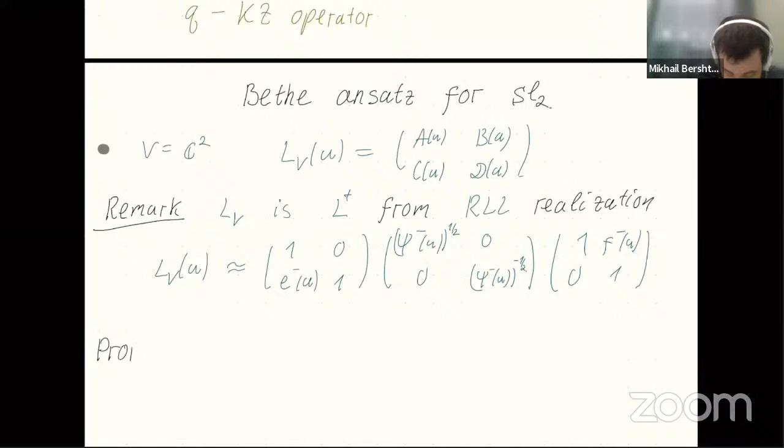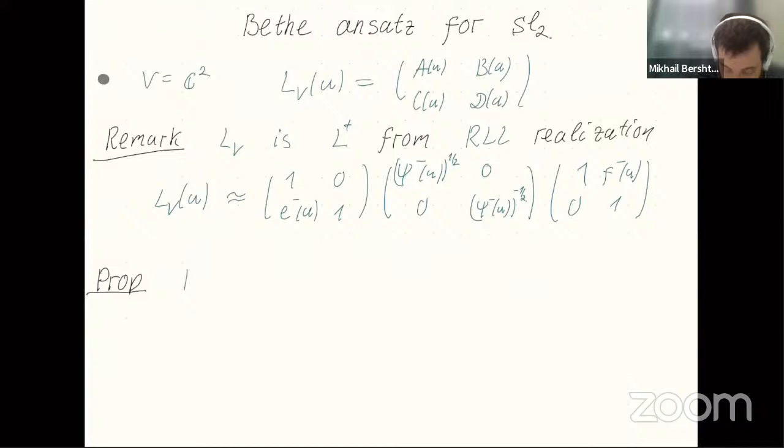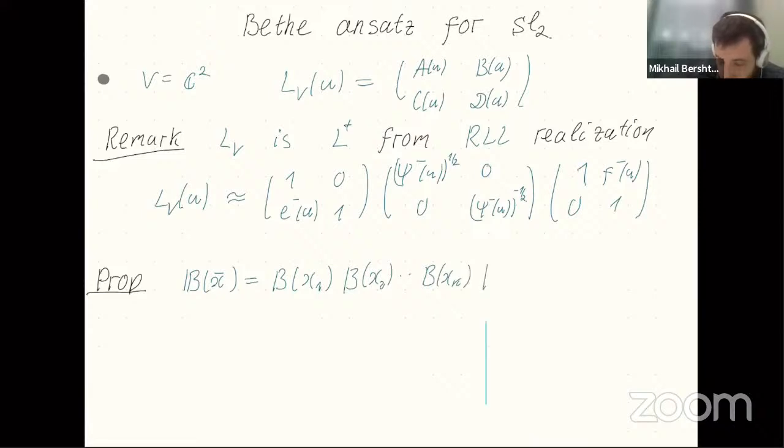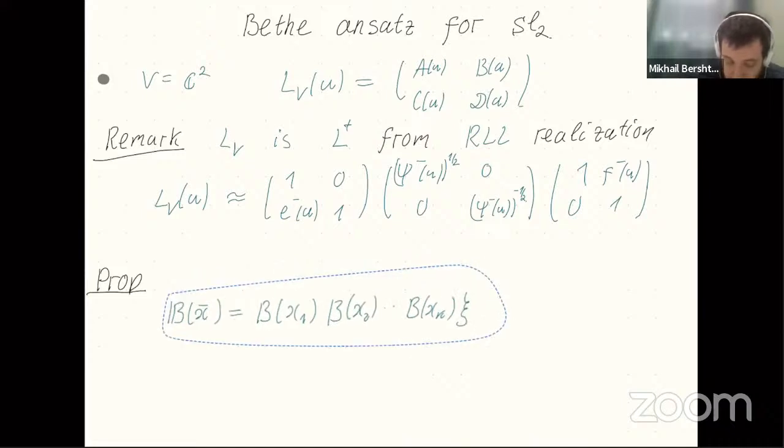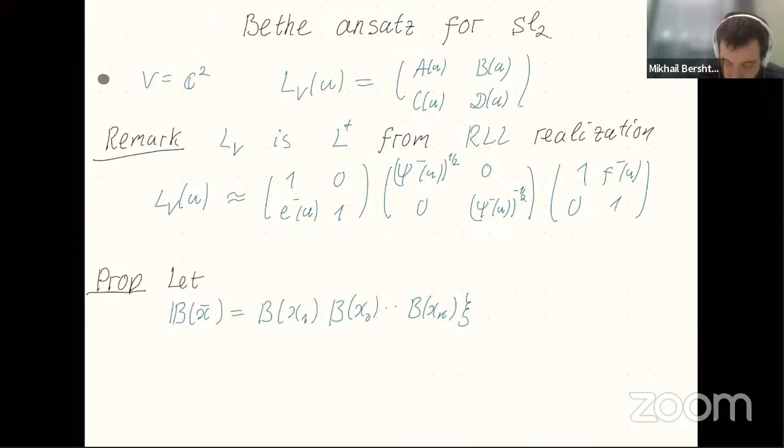Proposition: if we take the following vector B of X, which is equal to B of X1, B of X2, B of Xk applied to vacuum xi, and before I should introduce notation, so let W be a finite dimensional loop highest weight module with highest weight and xi the corresponding loop highest weight vector.